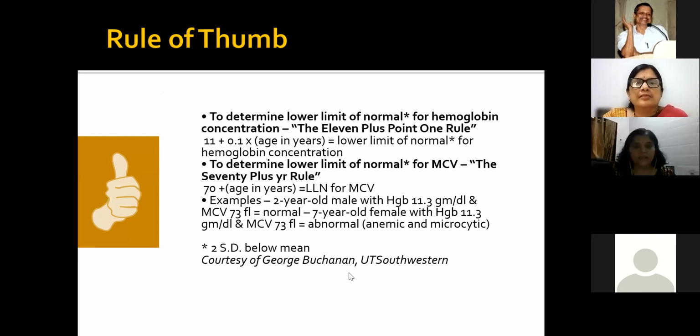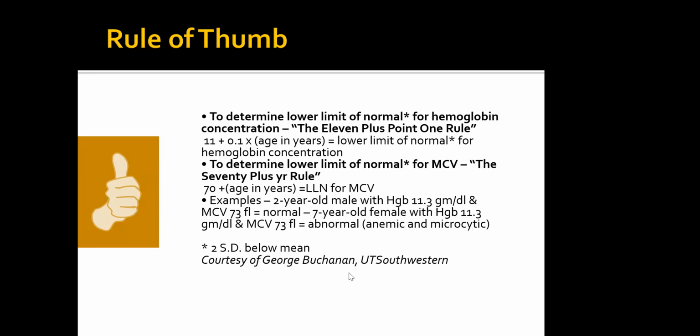Just as an example, a 2-year-old with a hemoglobin of 11.3 and an MCV of 73 is normal, because if you follow the 11 plus 1 or the 70 plus rule, for a 2-year-old this still comes to within normal limits. However, if this was a 7-year-old child, then this is abnormal. This child is anemic and microcytic. So you can just quickly look at the age of the child and do a rough estimate, and then take it on from there.